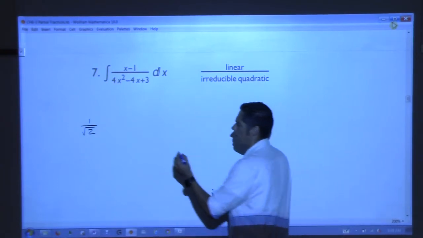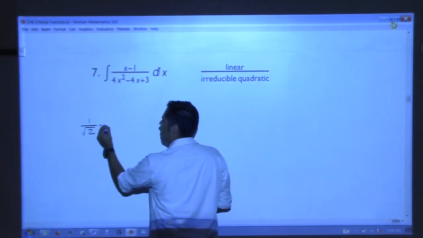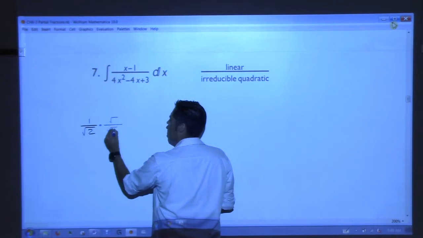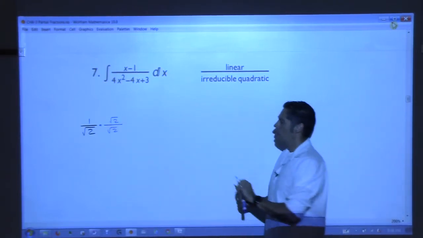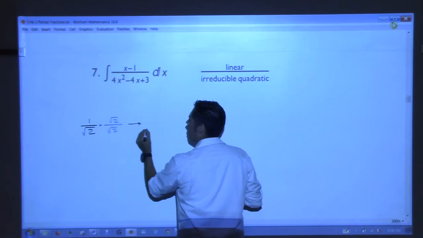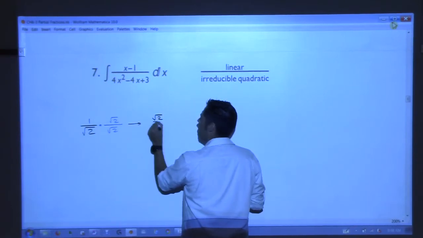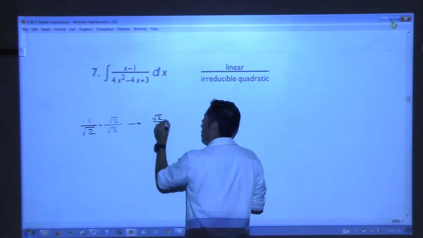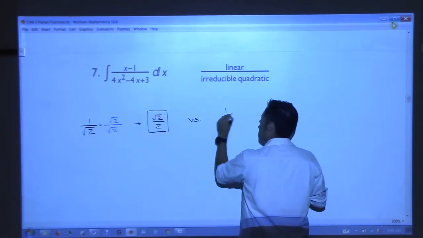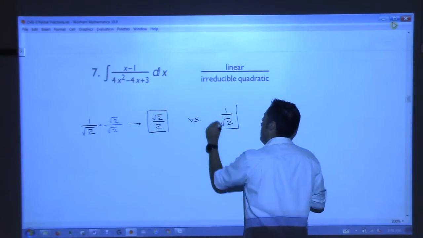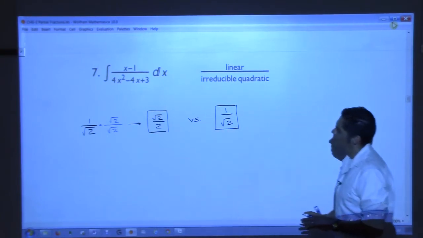Multiply by a 1, and that 1 needs to be root 2 over root 2 here. We call this rationalizing the denominator. Okay, so if we do this, it becomes root 2 over, and this becomes 2, right? So we have this, and now let's put that up against the original expression like that. And I'd like for us to discuss this.